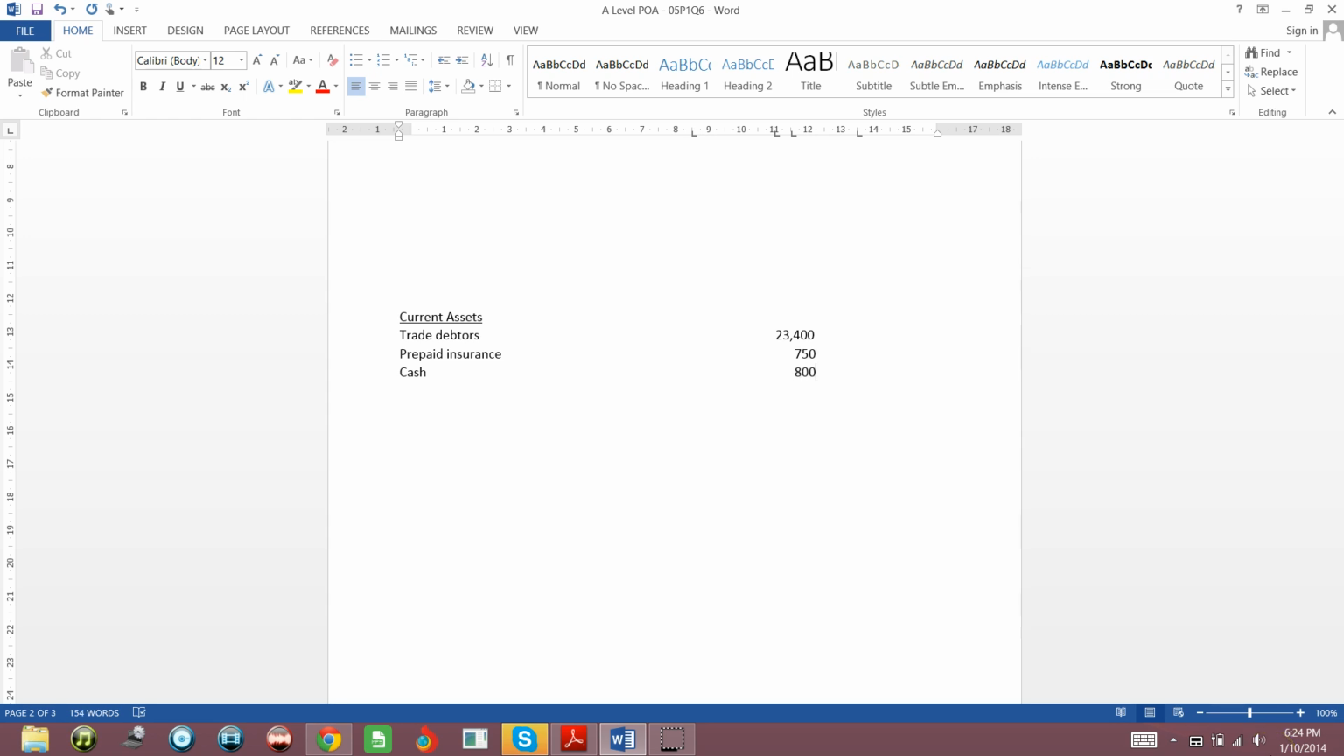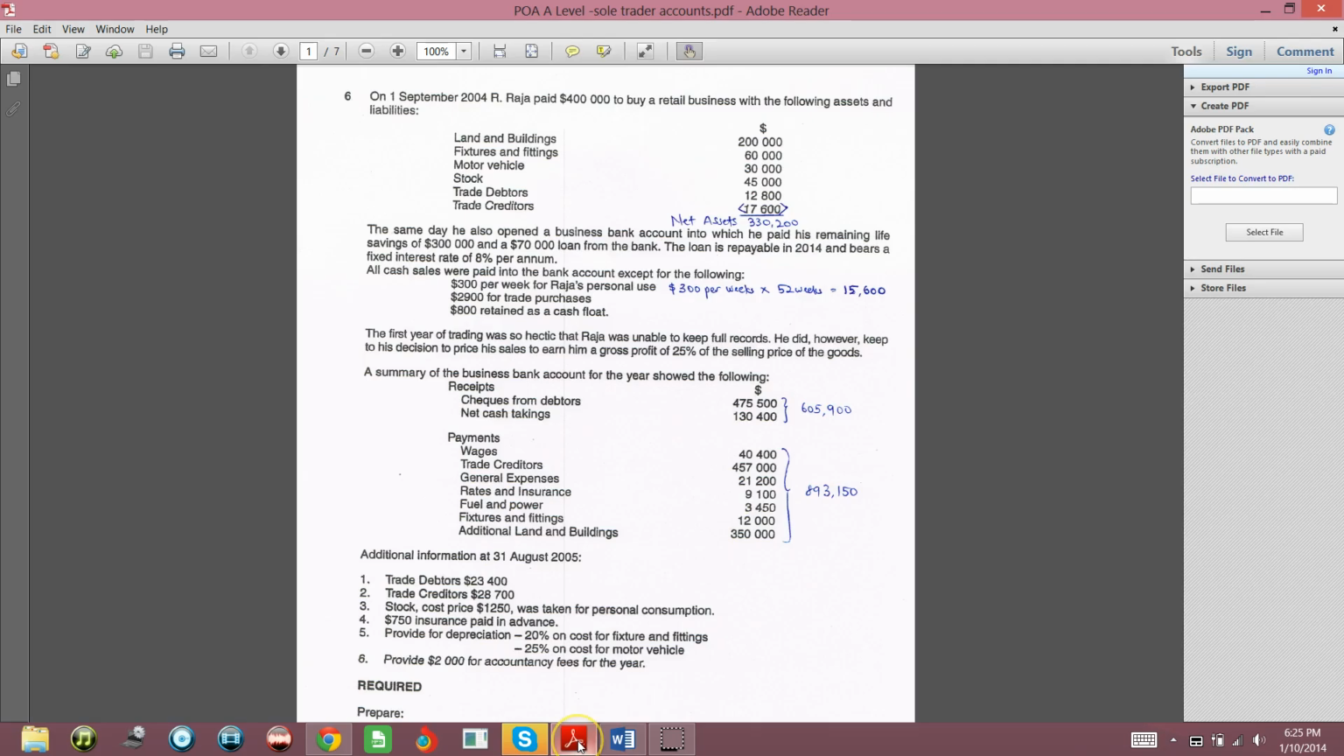So can you also calculate the business bank balance? The question asks what is the beginning bank balance of the business. Now you can look at the question. The same day he also opened a business bank account into which he paid his remaining life savings of 370,000 from a bank. So that means at the beginning of the year, the business bank account has 370,000.